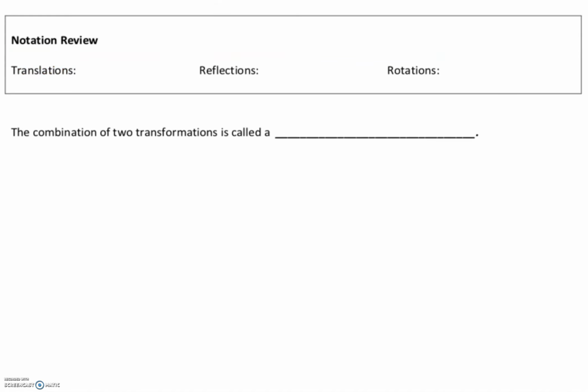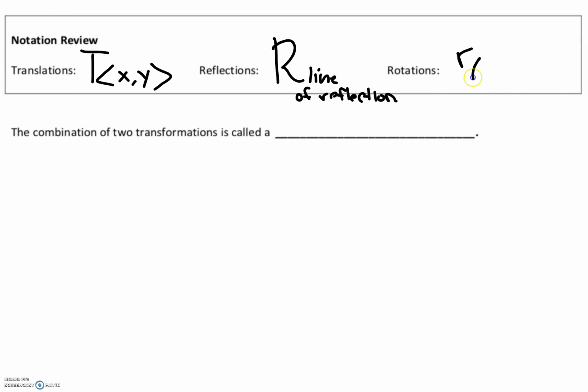All right, let's just go over some notation review. So what does a translation look like? A translation is a capital T, and then usually it gives you some x comma y and tells you what to do with it. And a reflection is a capital R, and this is the line of reflection usually given here. And a rotation is a lowercase r, usually around the origin and given a certain amount of degrees to be rotated.